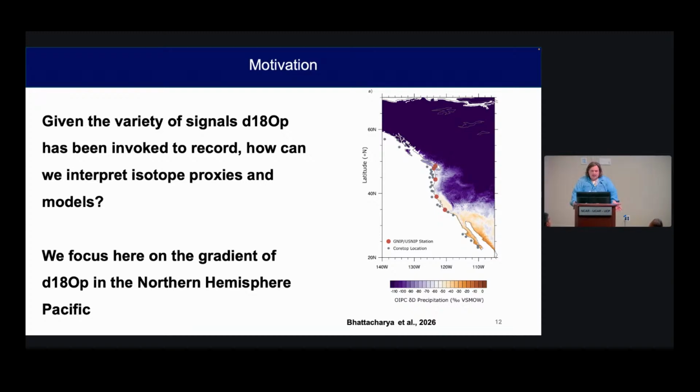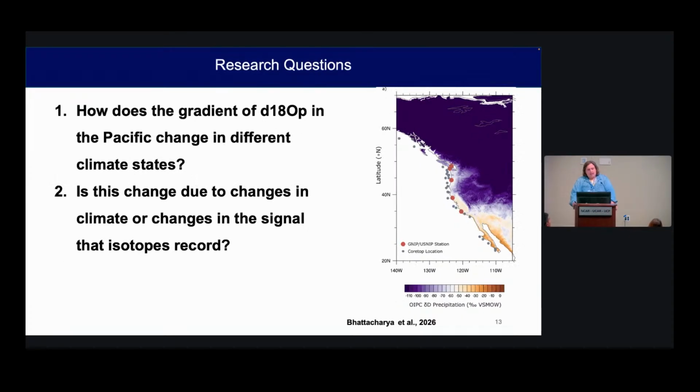But for the rest of this talk, I'm going to be just talking about the gradient of delta 18O of precipitation in the North Pacific. And so we'd like to focus on two questions. One is, does that gradient change in different climate states? Because that can give us useful information about things like sea surface temperature and cloud feedbacks in those climate states. And the second one is, if it does change between climate states, is that the result of dynamic changes in the climate, or is it that the isotopes are recording a different signal?